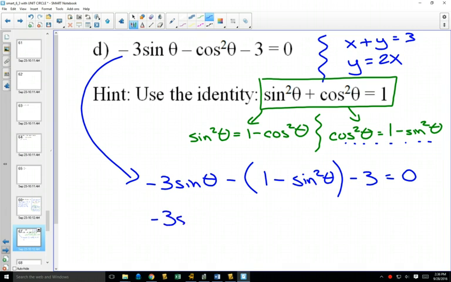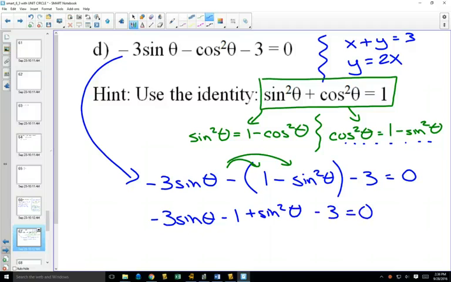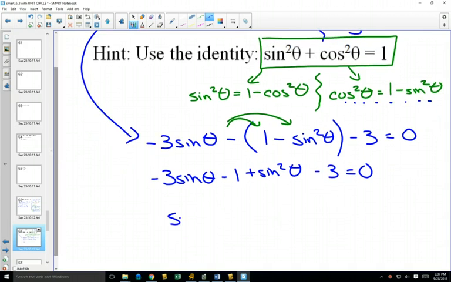I'm going to have to distribute that negative because I have brackets. Anytime you do a substitution, especially if there's more than one thing, you need to put it in brackets. And now if I distribute this negative, it'll be minus 1 plus sine squared minus 3 equals 0. This is a quadratic equation. I'm going to rewrite things in the order that we normally write quadratic equations. We normally write the squared first. So I have sine squared theta, then minus 3 sine theta. I can put the minus 1 and the minus 3 together to get minus 4 equals 0.